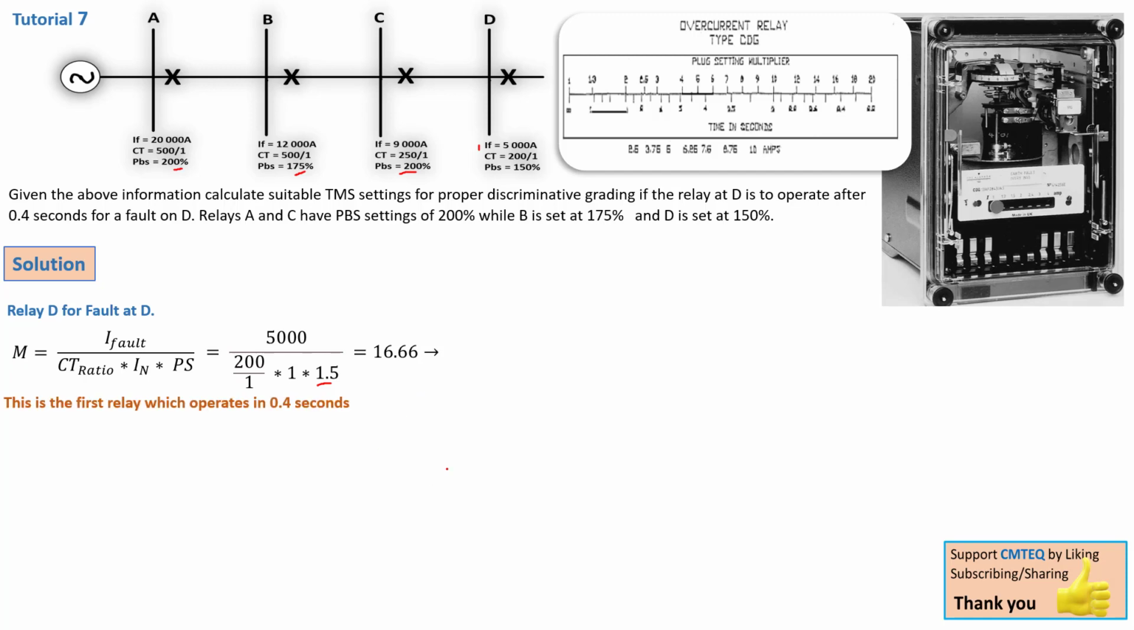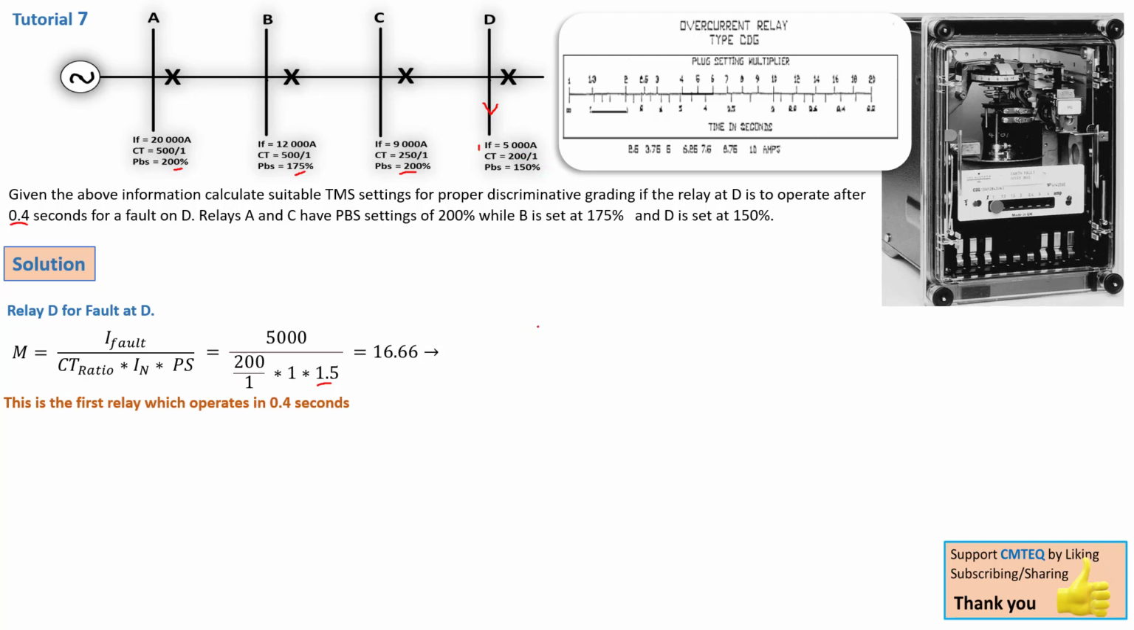But also note that because this is the first relay here, it is set to operate in 0.4 seconds. So that is the actual time. No matter what, whenever there is a high fault current here on this bus bar, this relay must trip in 0.4 seconds to clear it.